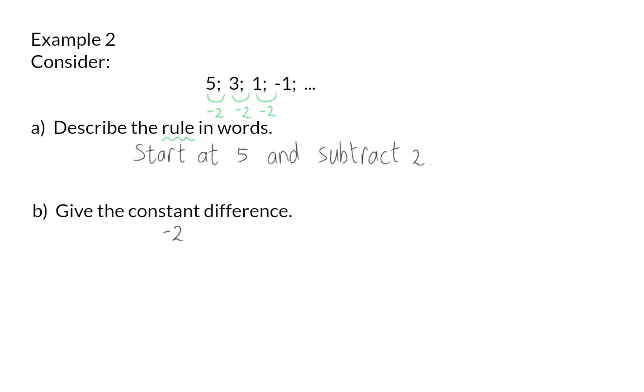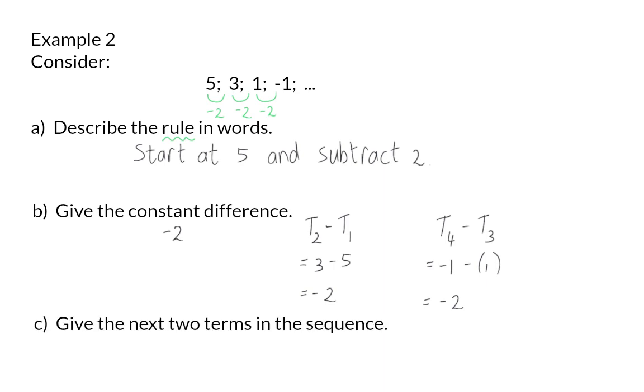You could have also calculated this with the formula for constant difference, saying for example term 2 minus term 1, and that would be 3 minus 5, which gives us minus 2. You could also have chosen to use term 4 minus term 3, and that would be minus 1 minus another 1 to also get negative 2.